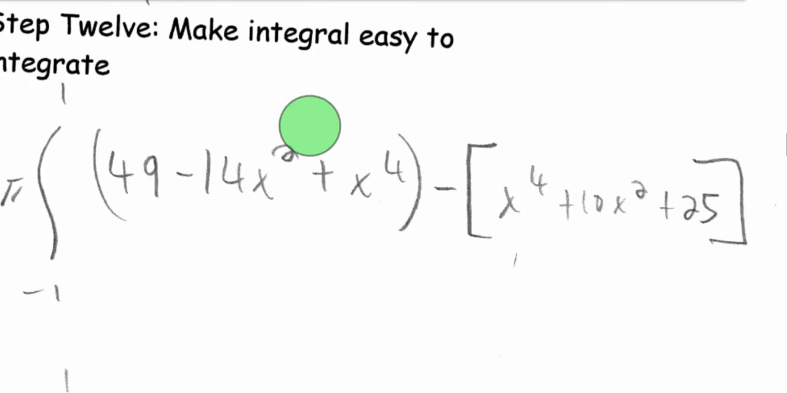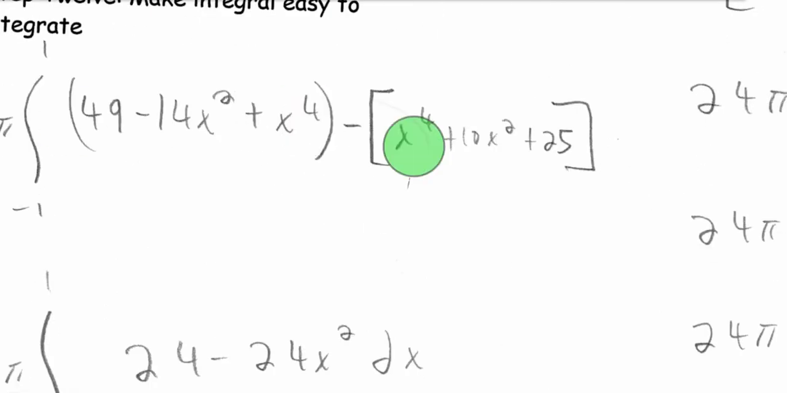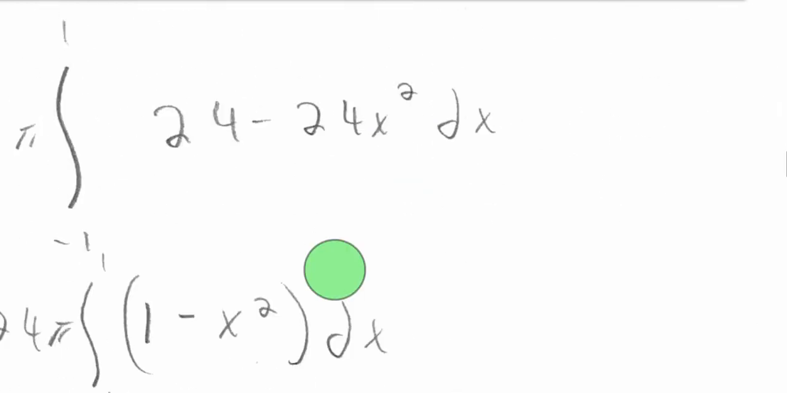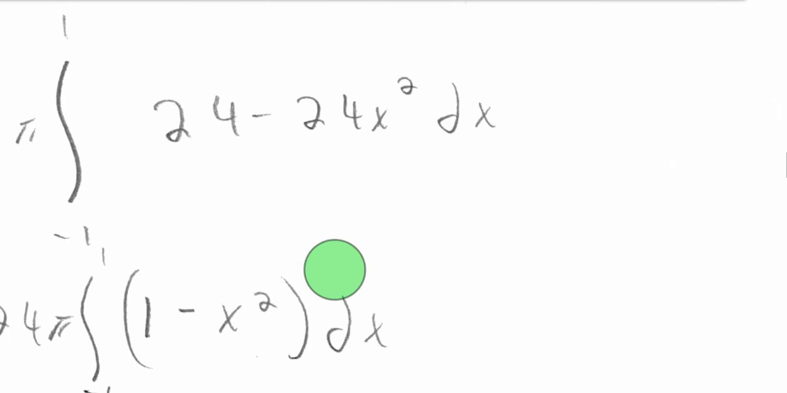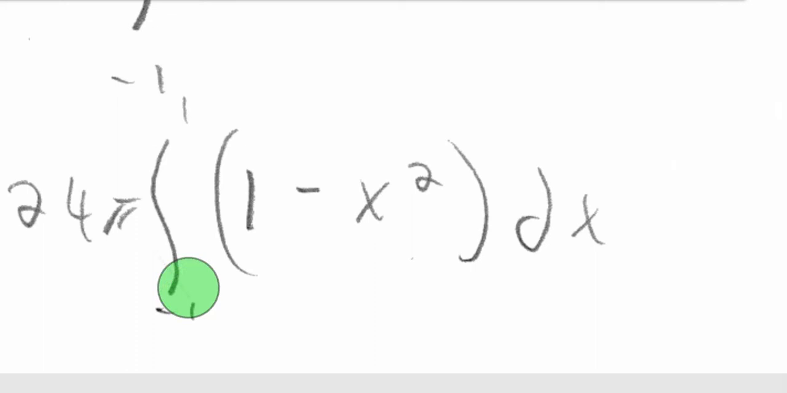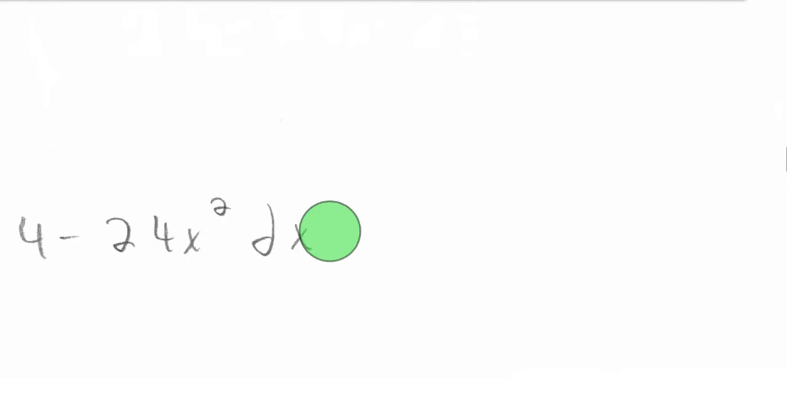Now we want to make this easy to integrate, so this is just foiling these. I'm not going to spend a lot of time explaining that. But in calculus by now, you know how to foil a binomial or square it. You will do some simplification and combine some like terms. I pulled 24 out, and now we have a simple integral, 24 pi times the integral from -1 to 1 of 1 minus x squared dx. You can use the reverse power rule to now find the definite integral.